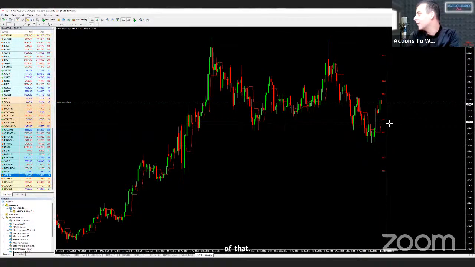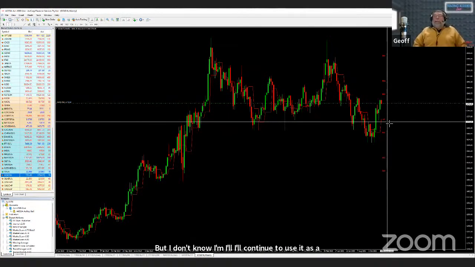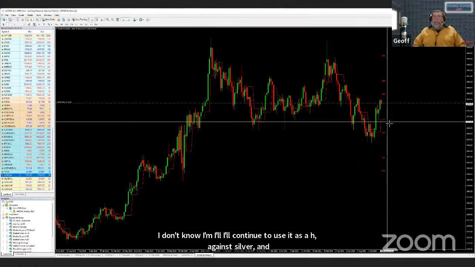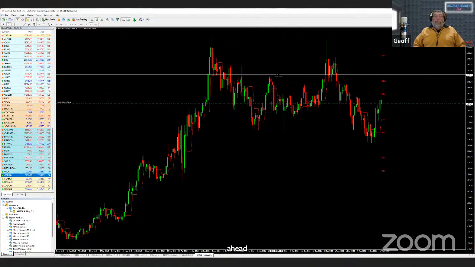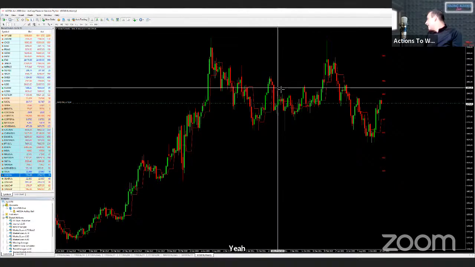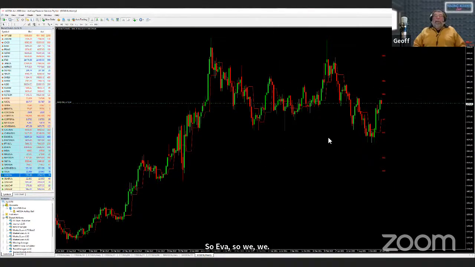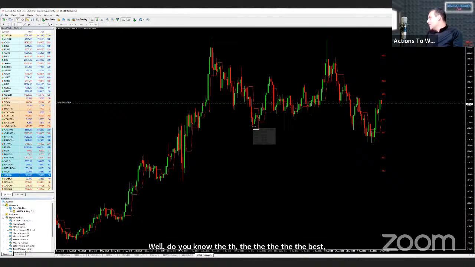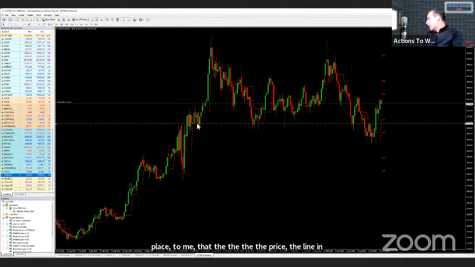I don't know. I'll continue to use it as a hedge against silver. In reality, at this level, you can see if you go back to the middle of the double top, how long it hung around 1800. Yeah, forever. So we could be back there. Well, do you know the best place, to me, the line in the sand I see with gold is this one here. This just looks like a cracking area.